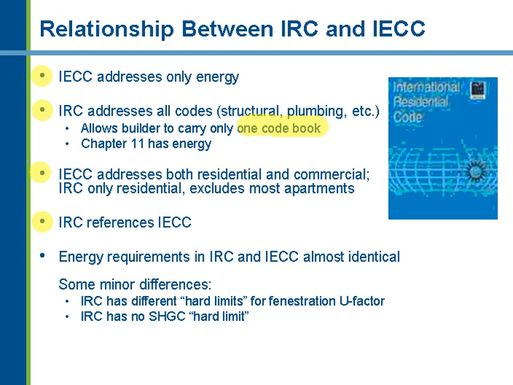There is a reference from the IRC to the IECC, so generally if you're complying with the IRC, you may use the IECC. So there is a close relationship. It turns out that at least for now, in 2006, the energy requirements, the efficiency levels, the stringency of the two codes is very, very similar, almost identical. There are some minor differences. I mentioned the hard limits before. For fenestration U factor, those are different in the IRC, and they don't exist at all for solar heat gain coefficient.